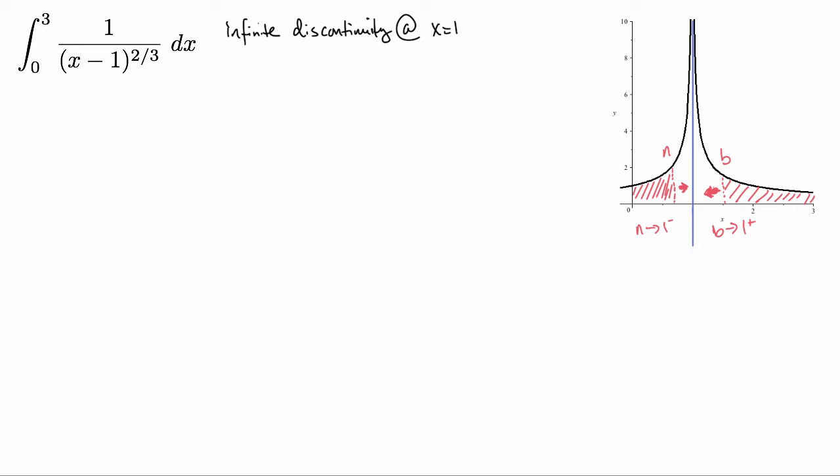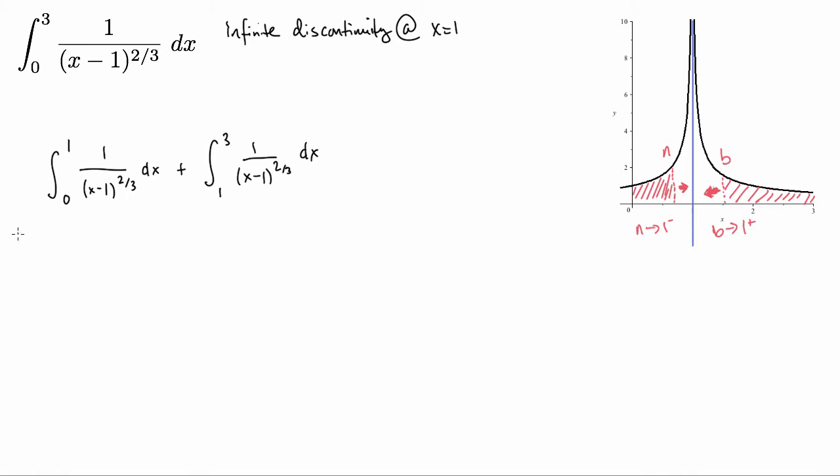So here's what I would do. My suggestion would be to create the integral from 0 to 1, since 1 is the point that is causing us problems here, and then add to that the integral from 1 to 3. So our integration rule says that we can do this very easily. And so what we've created here is not one type 2 integral, but now we have 2 type 2 integrals.